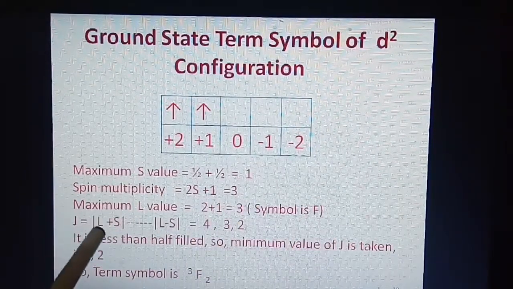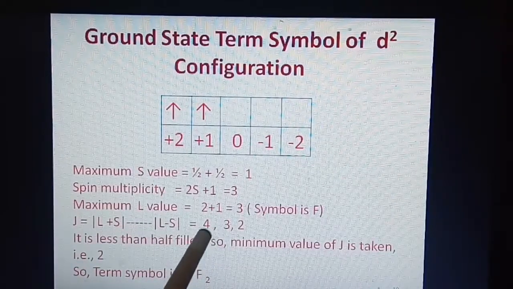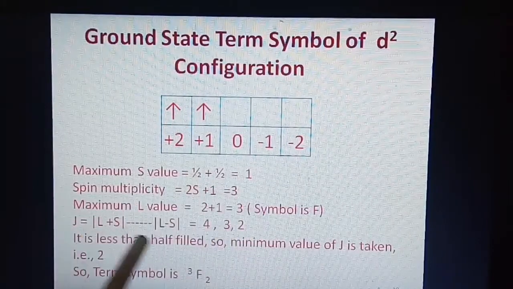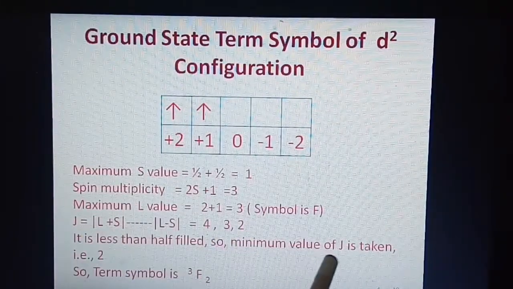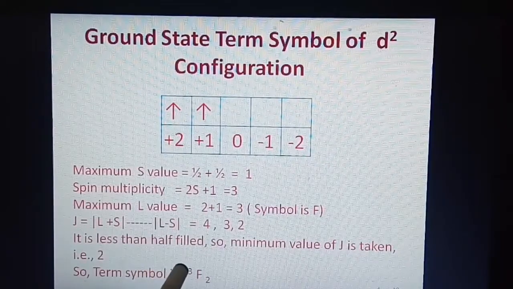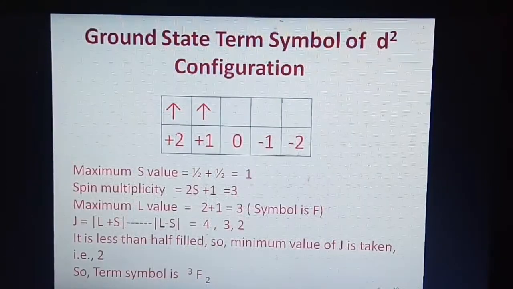so the symbol F is taken. Now J is equal to L plus S down to L minus S, that is there are 3 values of J: 4, 3, 2. As it is less than half filled, the minimum value of J is taken, that is 2. So the term symbol of the d2 configuration in the ground state is 3F2.